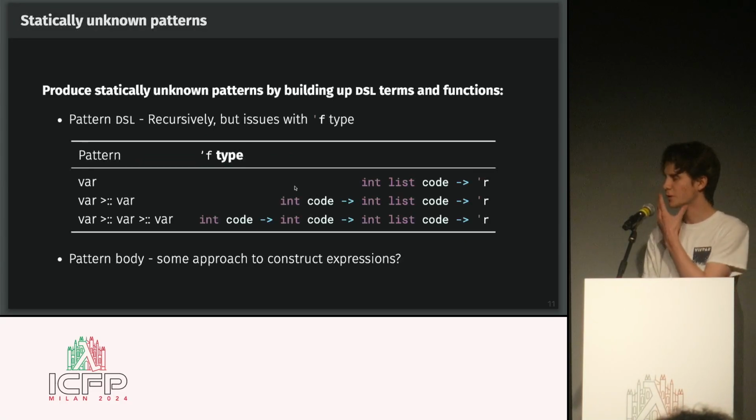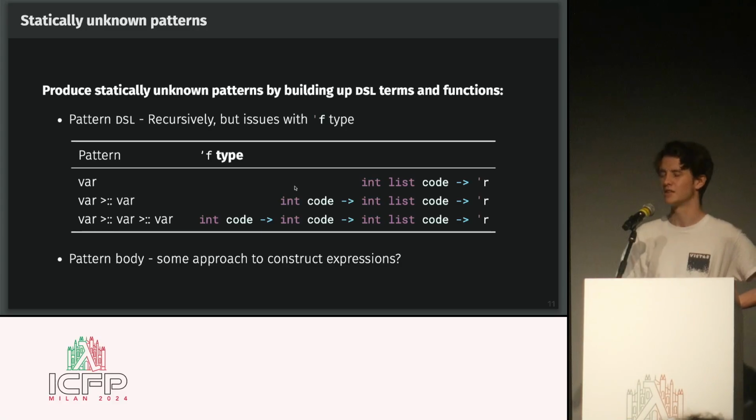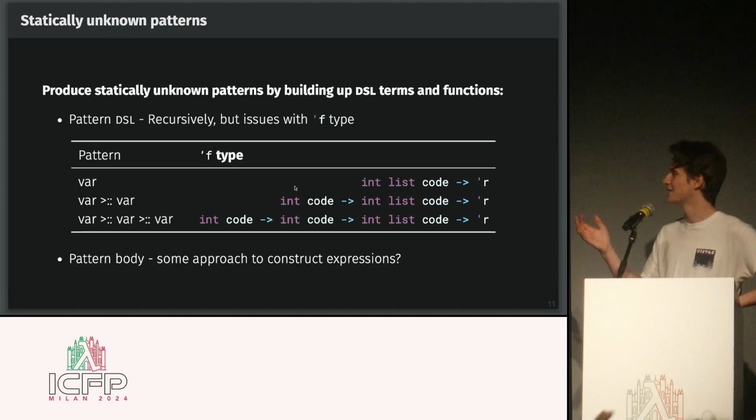So in order to do this, we have two stages. We need to both build up the pattern itself arbitrarily, and we also need to build up the body on the fly. And we run into issues with both of these. So in the first case, it seems relatively simple that using our DSL, we might be able to build this up recursively.